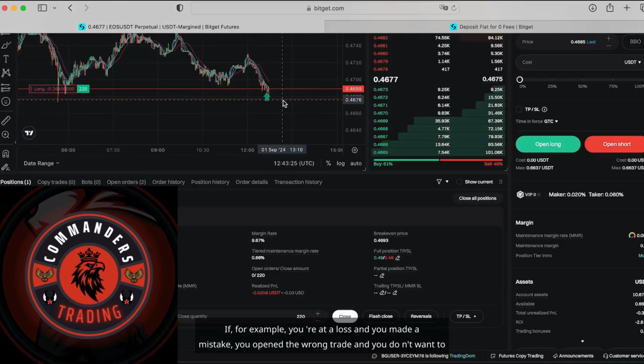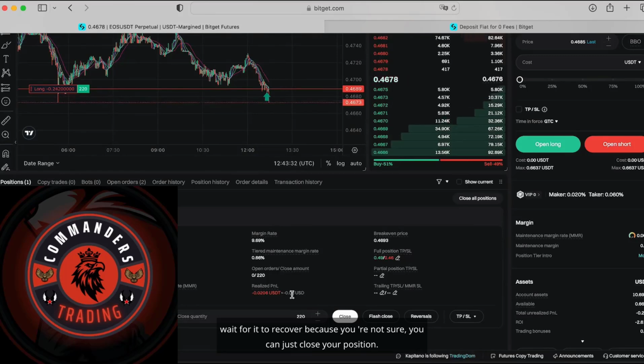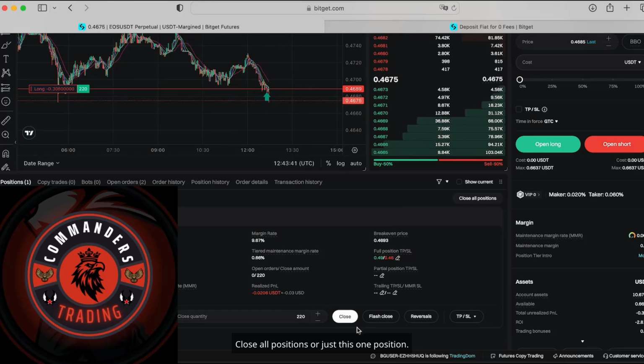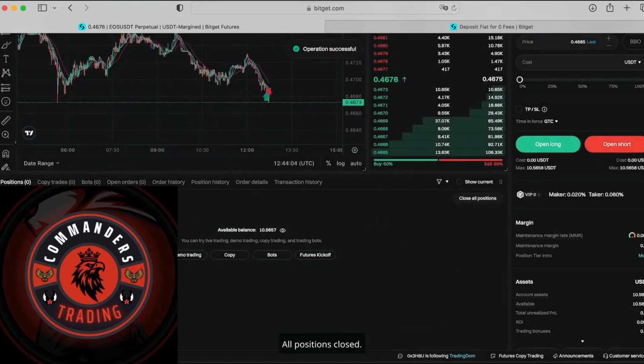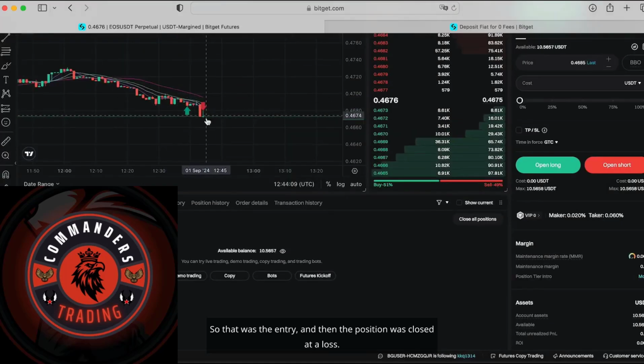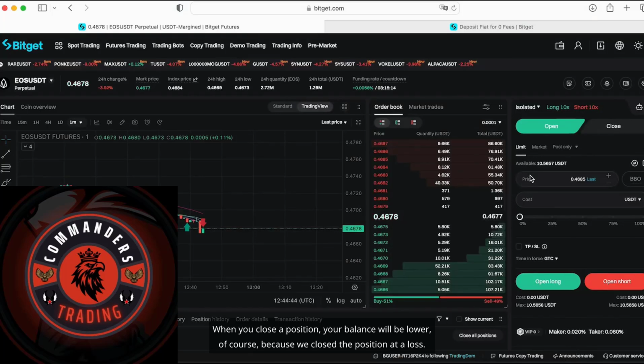If, for example, you're at a loss and you made a mistake, you opened the wrong trade and you don't want to wait for it to recover because you're not sure, you can just close your position. Close all positions or just this one position. Confirm it. All positions closed. So that was the entry, and then the position was closed at a loss. When you close a position, your balance will be lower, of course, because we closed the position at a loss.